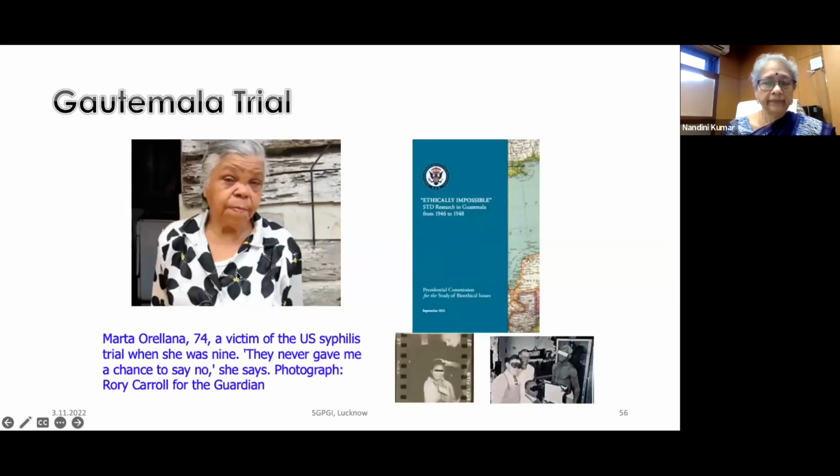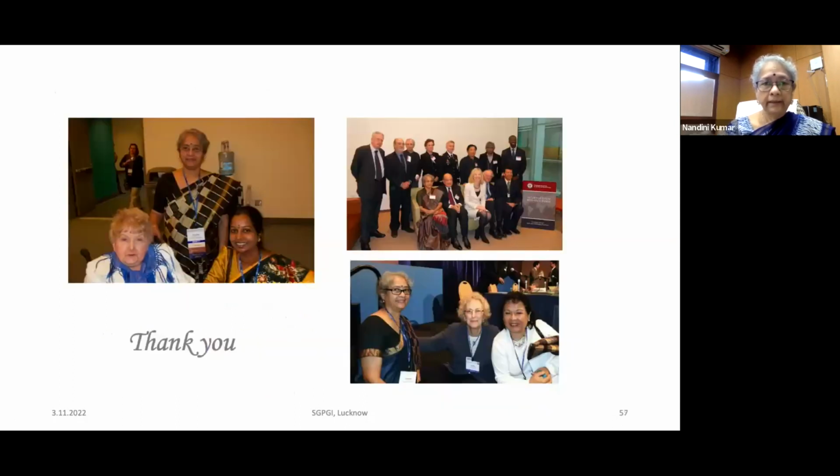This is one lady. She was an orphan, 10 years old, when she was asked to spread her legs. She was called in, and she saw some white men in coats, and she was asked to spread her legs, and she did it, out of fear, of course. And what happened was, she said, somebody poured some material into my vagina. She lived to 74 when this was being recorded. And she said, they never gave me a chance to say no. And with that, I end the narration.